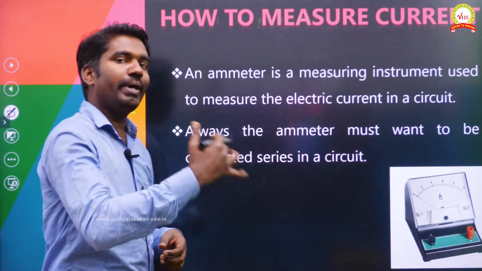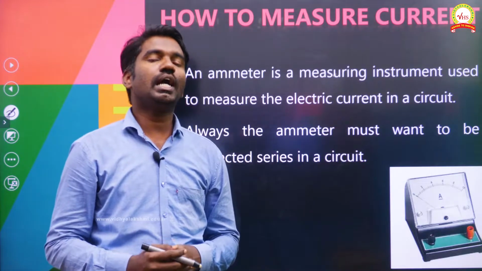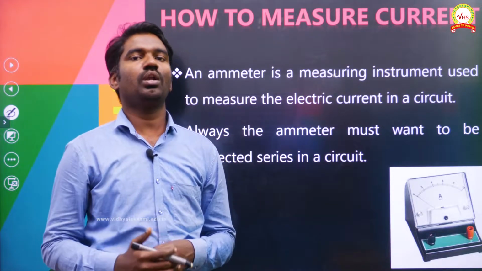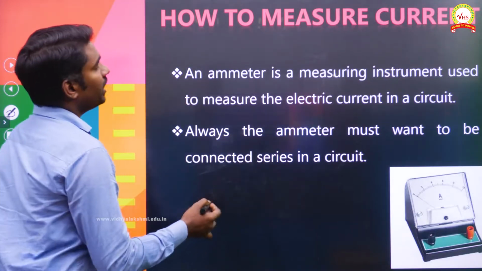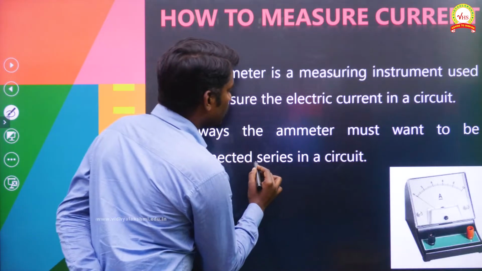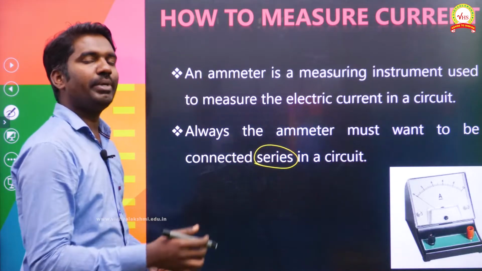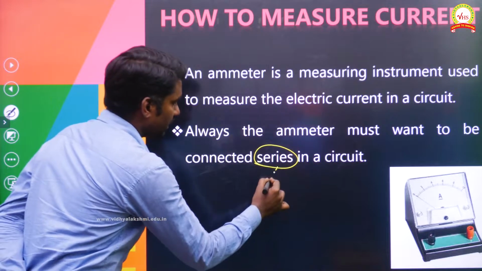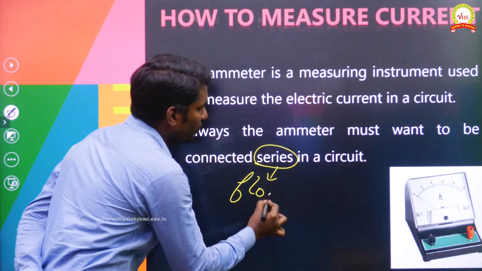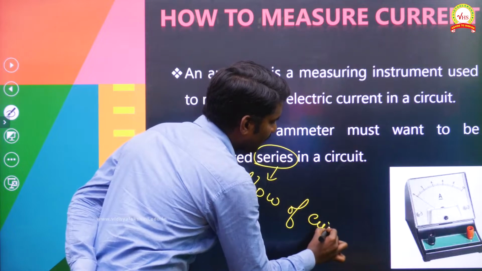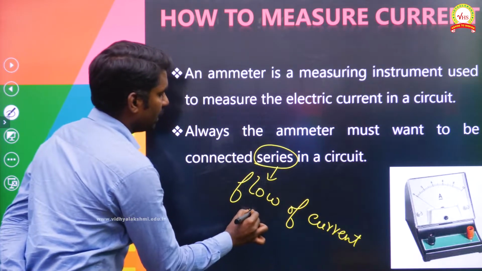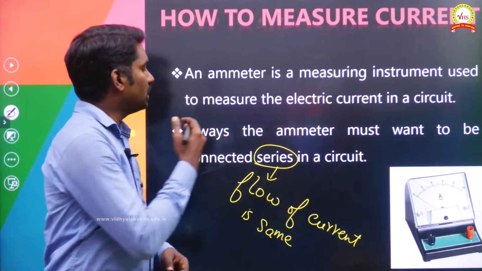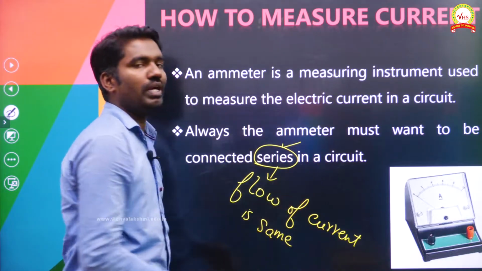And next, how to measure the current? Already I mentioned that we can measure the current by using the device called the ammeter. So the ammeter is a device which we use in order to measure the current. Where do we need to connect the ammeter? The ammeter must always be connected in series. Why do we connect the ammeter in series? Because in a series combination, the flow of current is the same. Because of this reason only we connect the ammeter in series.